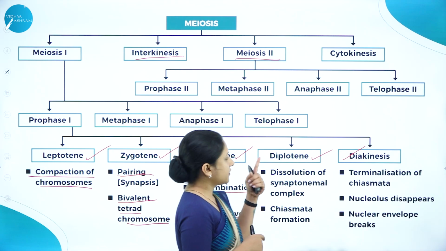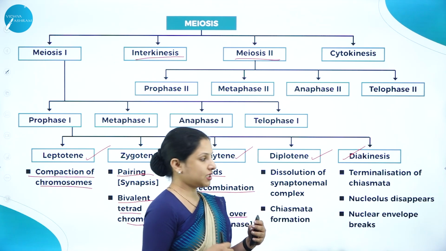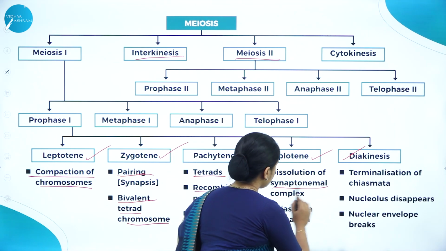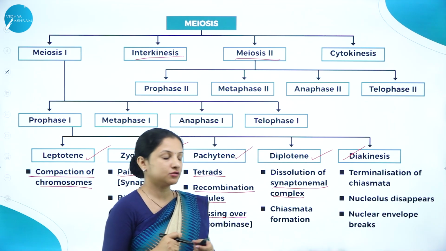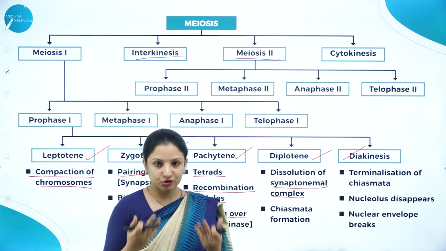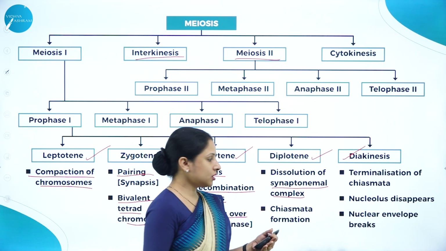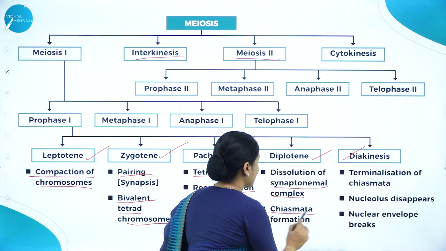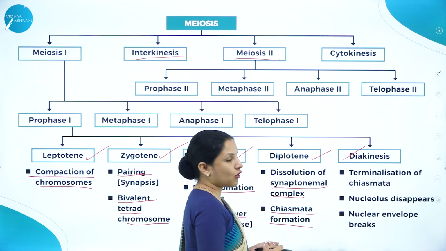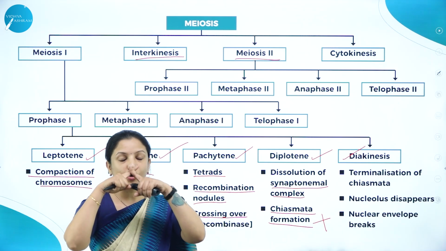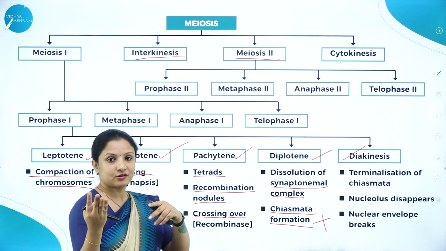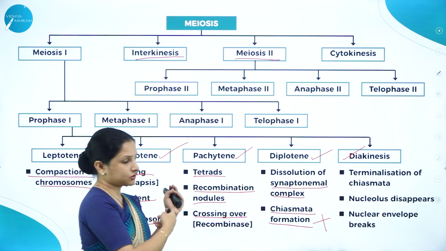Now, after the crossing over, it will enter into diplotene, wherein the synaptonemal complex that was formed, that railway bridge-like structure I told you about, will get dissolved. It will just get removed, and in that place, chiasmata formation occurs. Chiasmata formation means the chromosome will start looking like an X, because crossing over occurred between the non-sister chromatids in pachytene. So that is why.